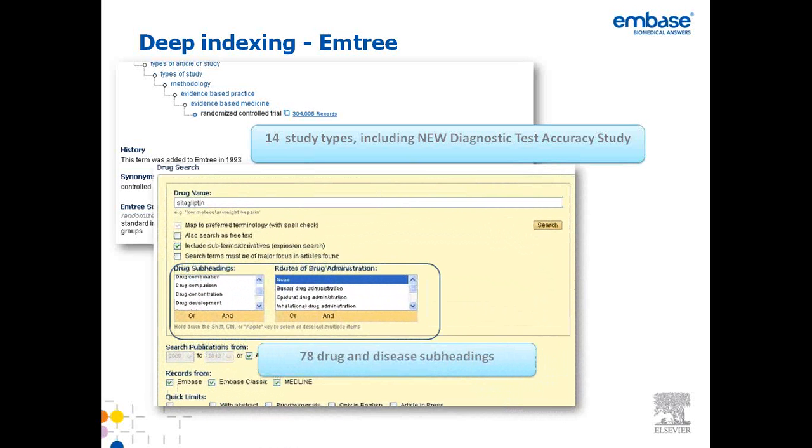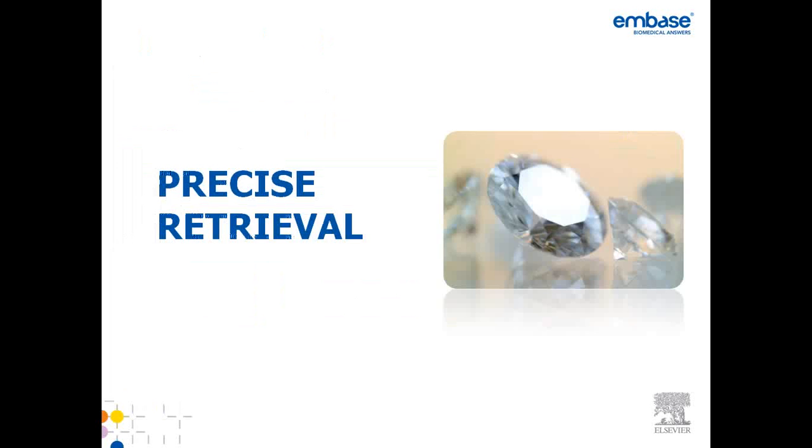So instead of just looking for sitagliptin, you could look for drug combination studies, adverse drug reaction studies, or drug comparison, for example. Also the routes of drug administration, when specifically mentioned by the author, then the indexers will enter that information in the specific routes of drug administration field.